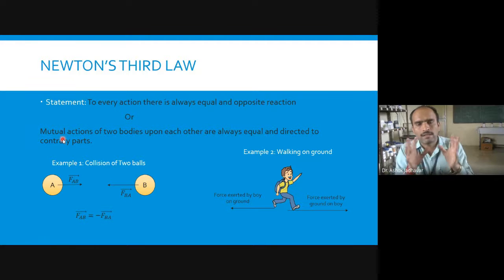You can just consider that example, or you can consider any example like you are walking on the road. When you are walking on the road, at that time you are trying to exert force on the ground, and when you exert force on the ground, at the same time the ground is exerting force on you. Then and then only you can move ahead. Otherwise you cannot move. You can consider an example like the treadmill example.